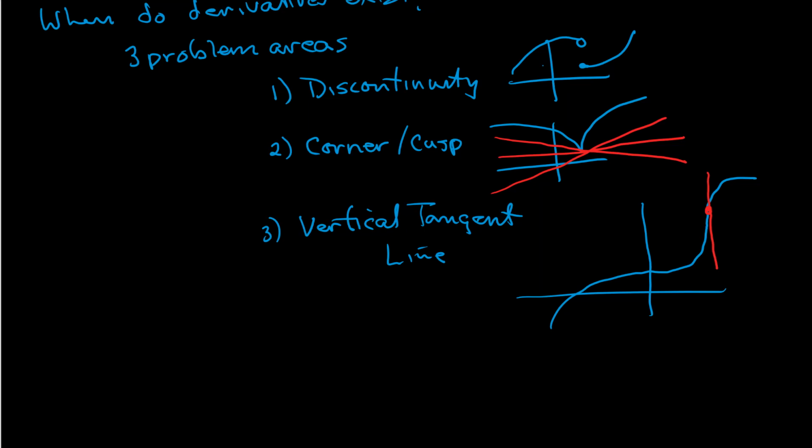Now, why do you not have a derivative there? Well, remember, on a vertical line, the slope does not exist. If the slope does not exist, you can't have a derivative because a derivative is a slope. A derivative talks about a slope. Okay.